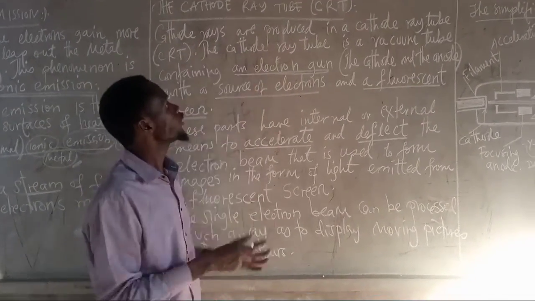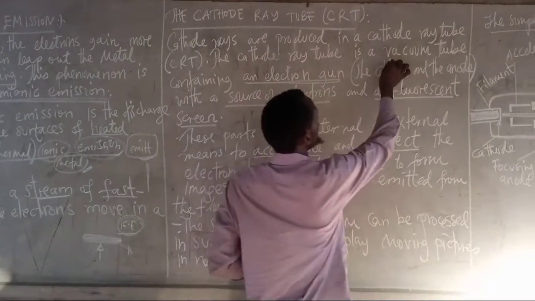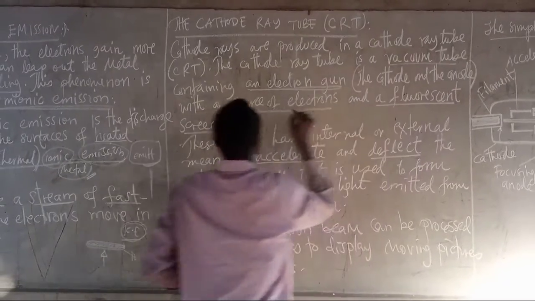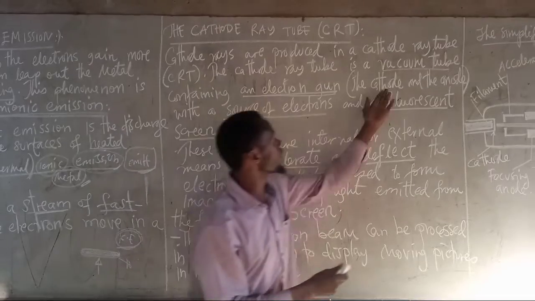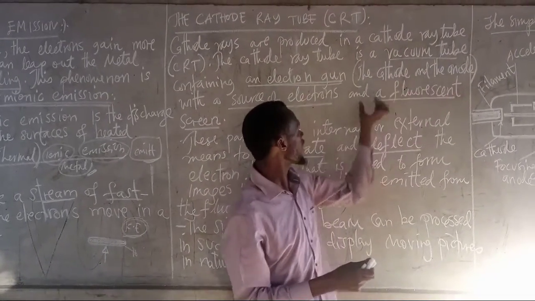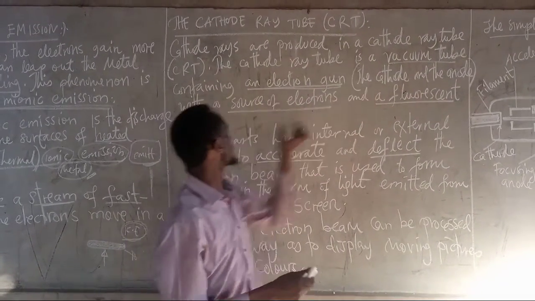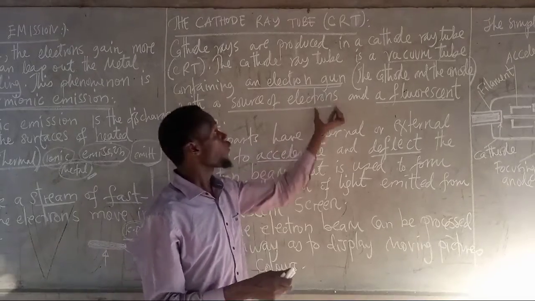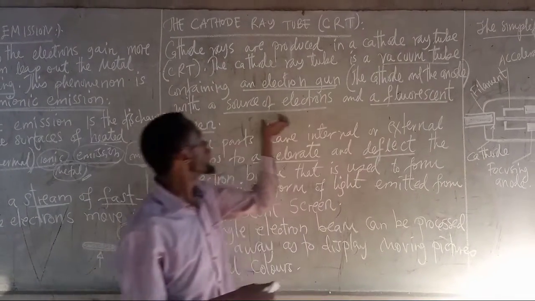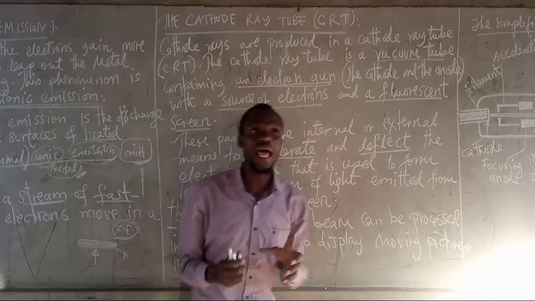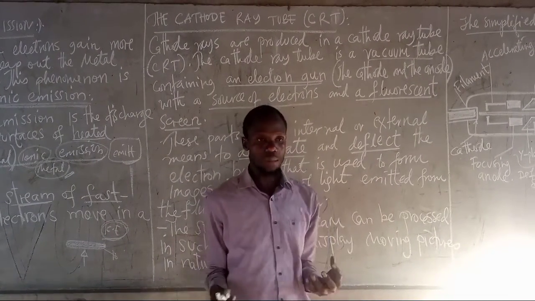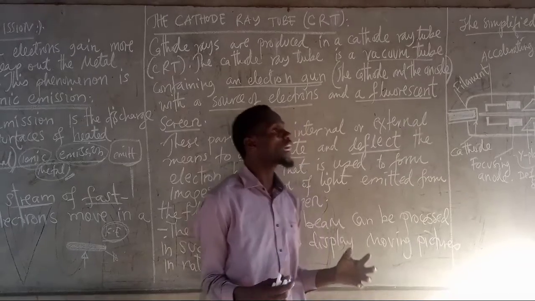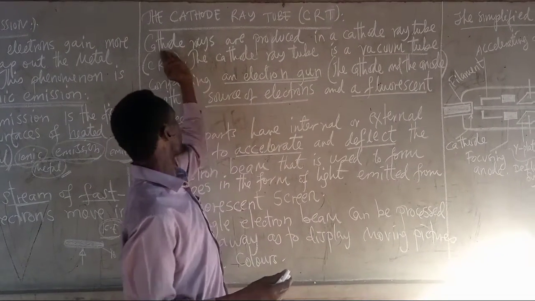The cathode ray tube is a vacuum tube containing an electron gun. This electron gun is the cathode together with the anode. For correction, the electron gun with a source of electrons. The cathode and anode with a source of electrons. So we must have a source of electrons. Where do we obtain electrons? Because in the absence of electrons, we cannot talk about cathode rays.